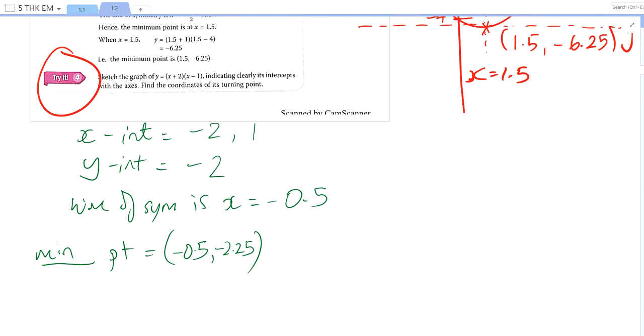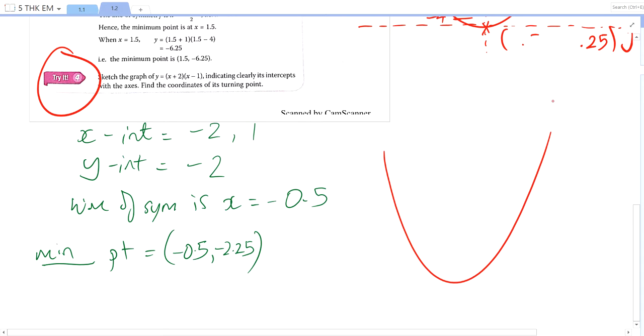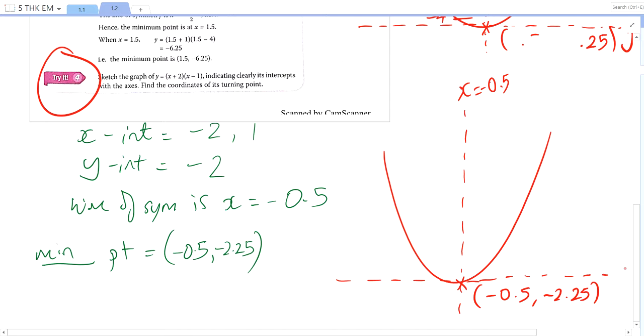Same template, so fill in the template. This is the minimum point. The graph must look like this. Use another color. With the line of symmetry, this equation will be x equals to negative 0.5. Minimum point, negative 0.5, negative 2.25. I know this horizontal line must have an equation of y equals to negative 2.25.